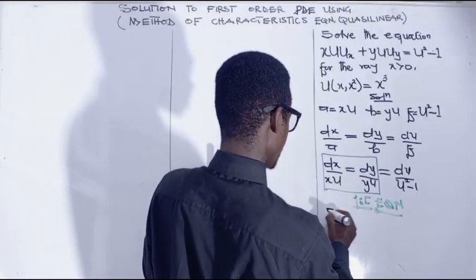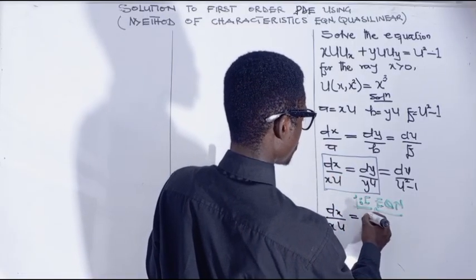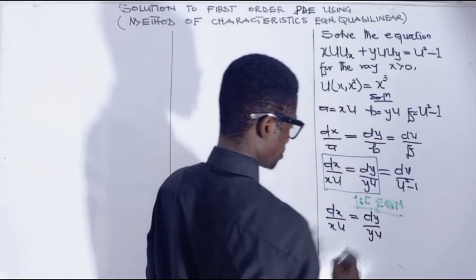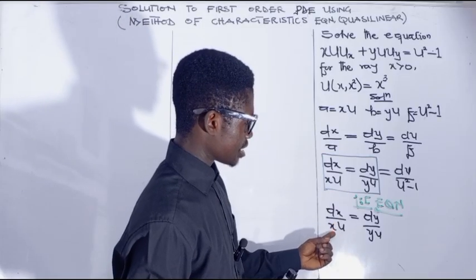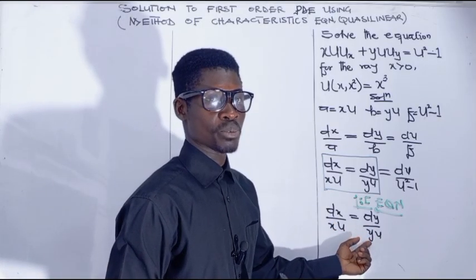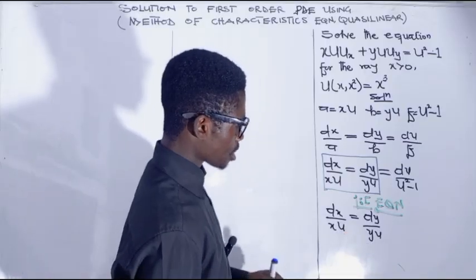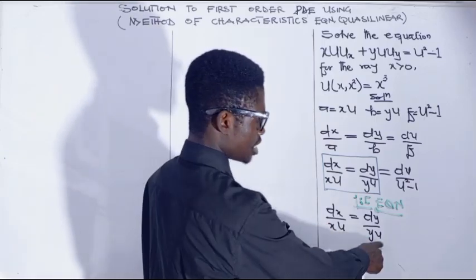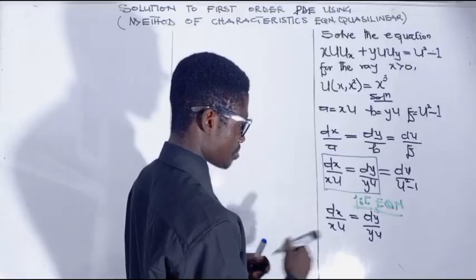So we have dx over x u is equal to dy over y u. Now we know that we have dx and x, we have dy and y. So we can separate the variables if we are able to massage this equation. So we know that when we multiply both sides of the equation by u, this u goes, this u also goes. So we are going to multiply both sides of the equation by u.